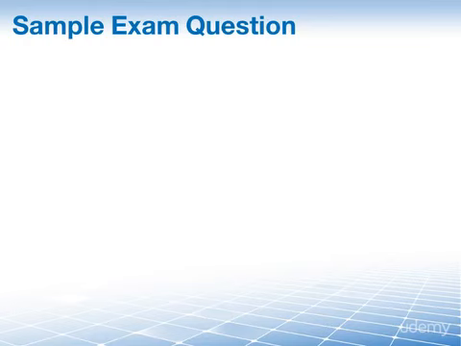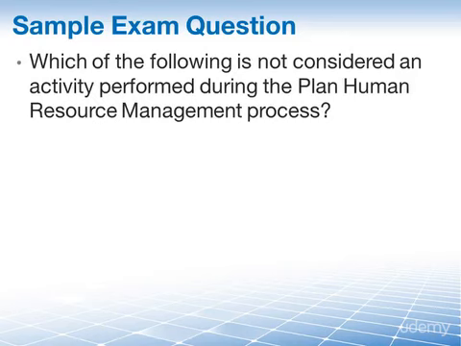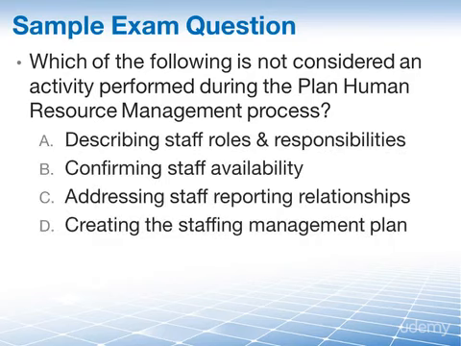And now let's apply what you have learned to a sample exam question that you may find online in a simulator or in a book. The question is, which of the following is not considered an activity performed during the plan human resource management process? Is it A, describing staff roles and responsibilities, B, confirming staff availability, C, addressing staff reporting relationships, D, creating the staffing management plan? So, which one did we not talk about?